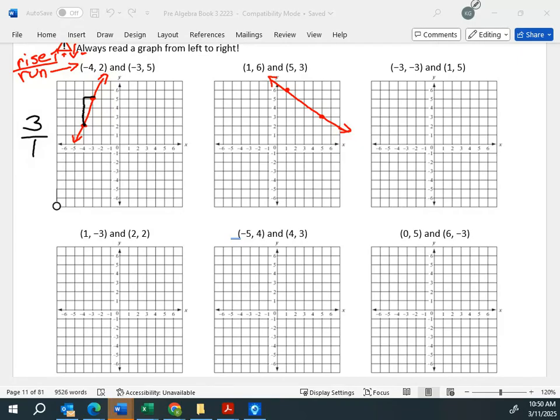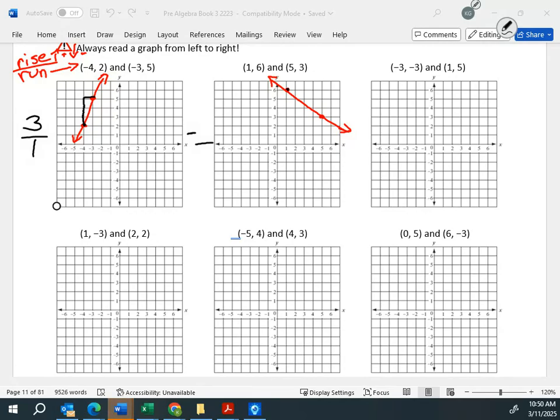Which point am I going to start with? Hadley. 1, 6, that is the farthest to the left. So I'm going to start over here. Am I going to go up or am I going to go down? Natalie? Down. So if I'm going down, what kind of slope is it going to be? David? A negative. So I'm going to put that negative symbol in there right away so I don't forget it.